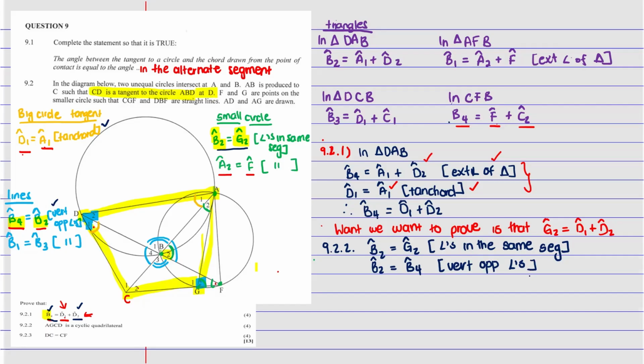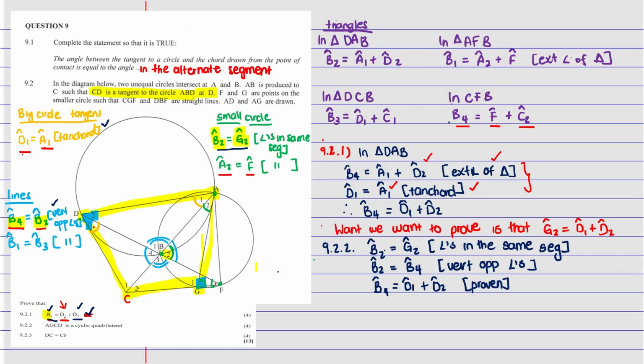That's what we know. But what do we know about B4? We know that angle B4 is equal to angle D1 plus angle D2, right? And this was proven in number 1. That was proven in number 1, right?